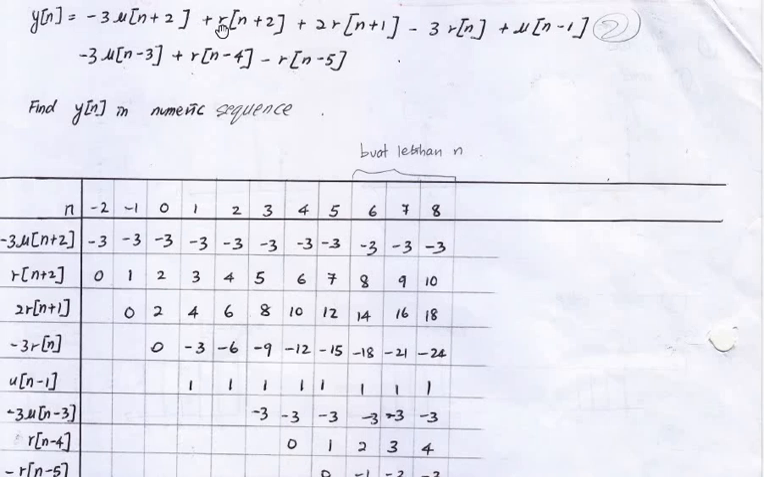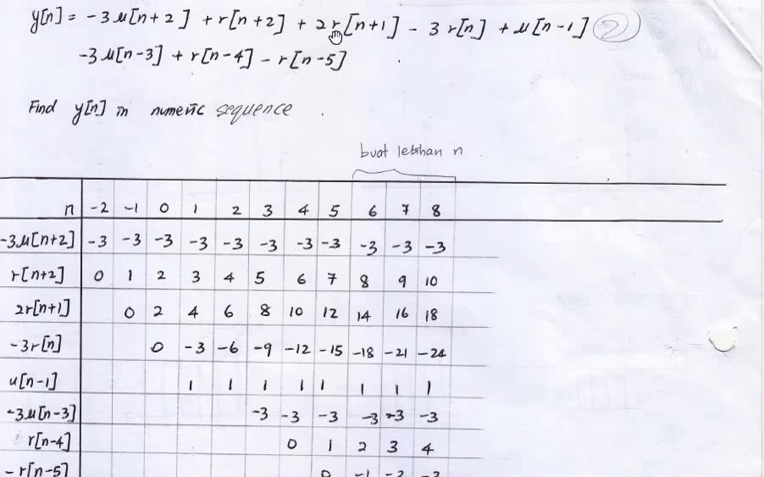And the next signal is r[n+2]. As I told you just now, for r[n+2], each increment is 1 and it starts from -2. The ramp must start from 0. So 0, 1, 2, 3, 4, 5, 6 up to 10.